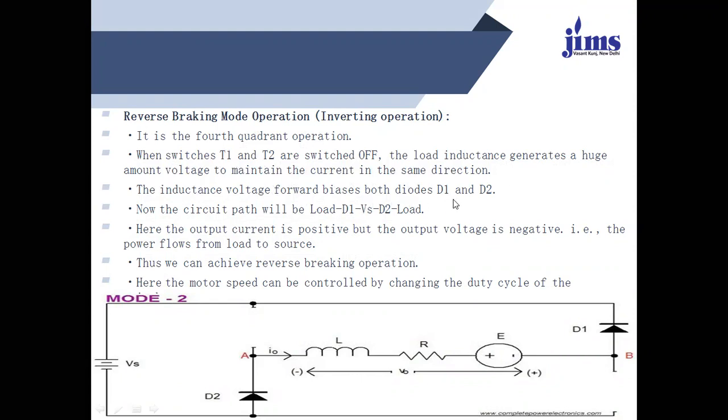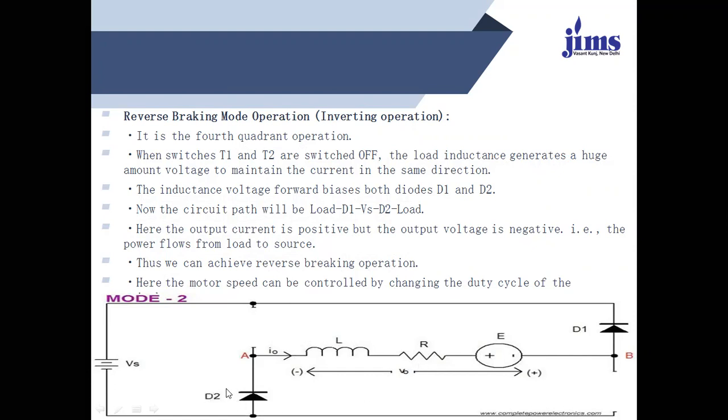The inductance voltage forward biases both D1 and D2. Now the circuit path will be load, D1, then Vs, then D2, then load. Here the output current is positive, but the output voltage is negative. That is, the power flows from load to source. Thus we can achieve reverse braking operation. Here the motor speed can be controlled by changing the duty cycle of the machine.